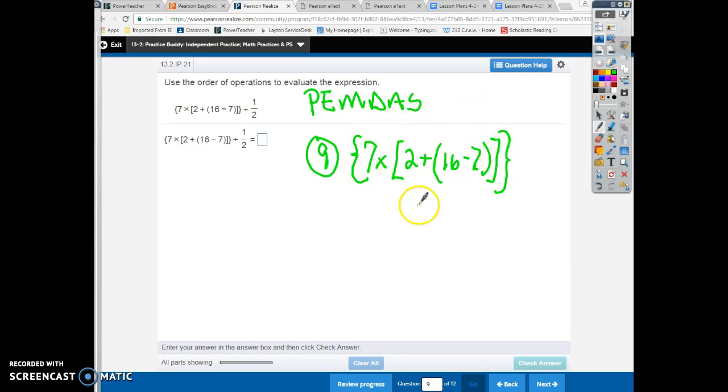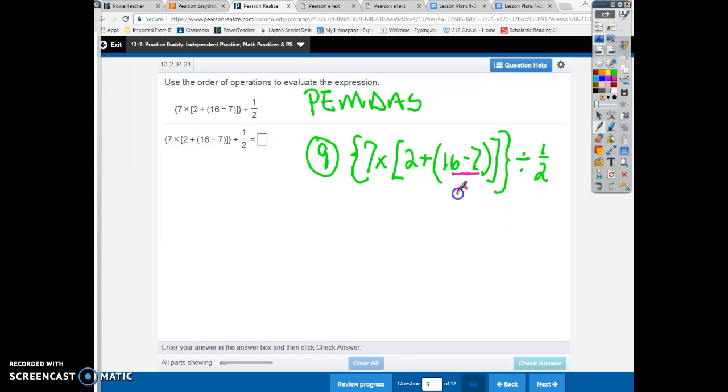So I need to do all these things first, and when I'm all done with all this operation, I need to divide that by 1/2. So let's start inside my parentheses first, inside out. So we start with here, we do 16 minus 7. And as we're looking through that, we think, okay, well, what is 16 minus 7? Let's see, 16 minus 7, last time I checked, was 9. And that is correct there.